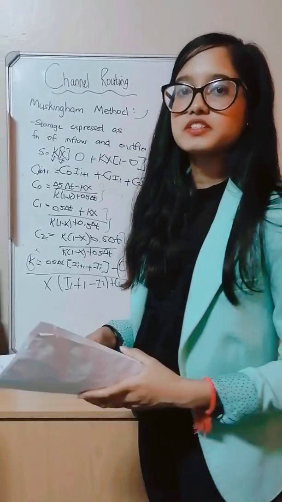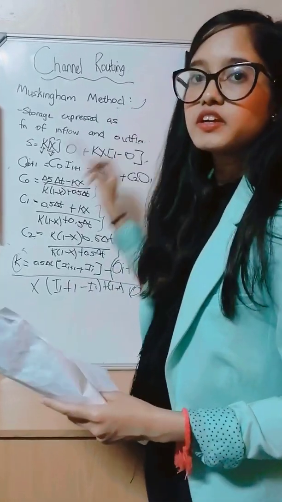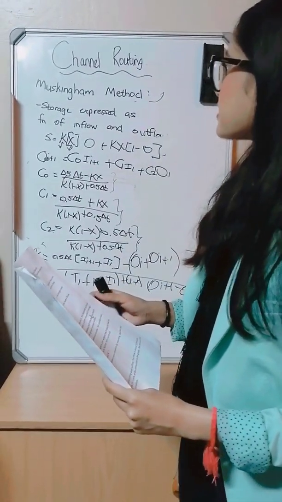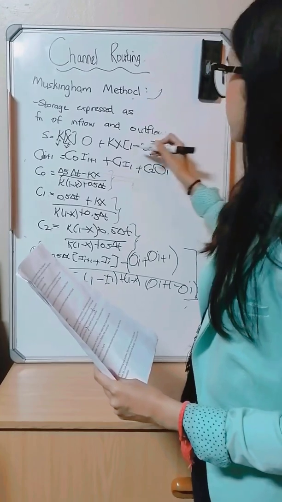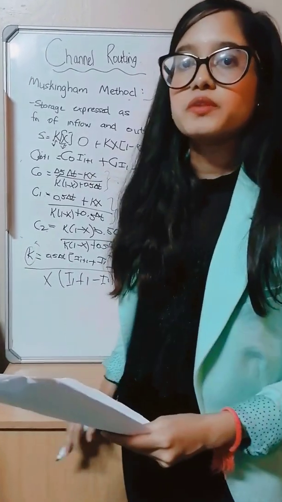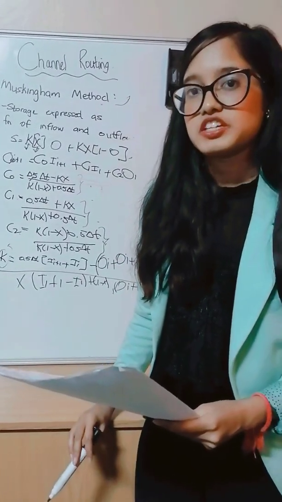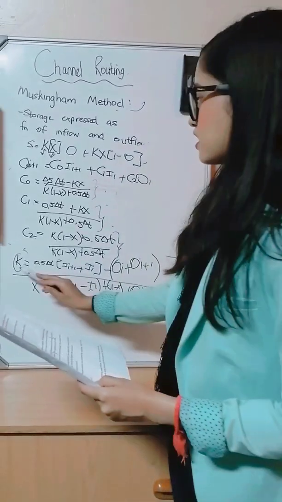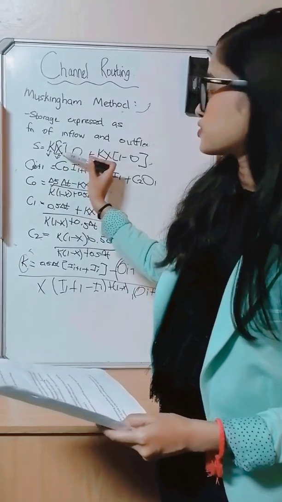Okay, so now we're going to take a look at channel routing, specifically the Muskingum method. So the Muskingum method is where the storage is expressed as a function of the inflow and the outflow, and it's governed by the sets of equations listed on the board. Okay, so what is done for the Muskingum method is the time intervals between each step is considered. Eventually, we will need to find the k value and the x value, which are time intervals and the storage respectively.